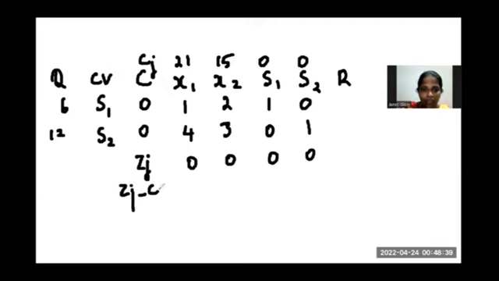Zj minus Cj. We have the value for Zj here and Cj here. Now we have to find out the difference. 0 minus 21 is minus 21. 0 minus 15 is minus 15. 0 minus 0 is 0. And 0 minus 0 is again 0.